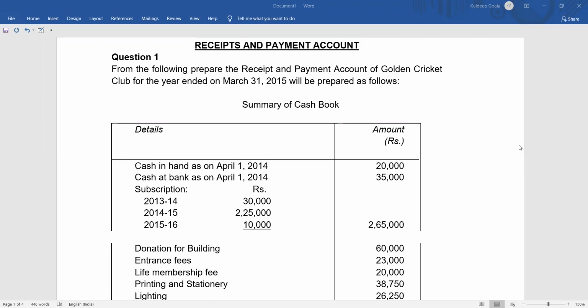So today we are going to take up two sums on the receipts and payment account, and we are going to see how it is solved. But before we take it, I'm just giving a quick revise of what we have done in the previous video about receipts and payment account.